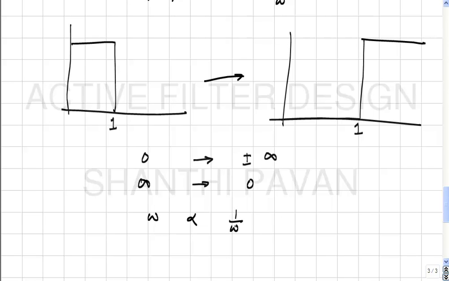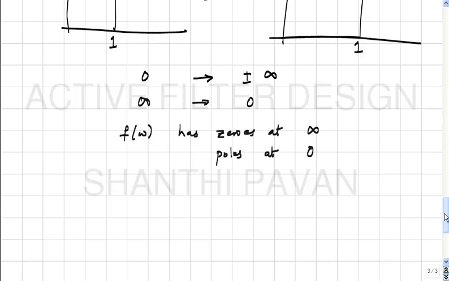You understand? So f of omega must, or rather let me do it systematically. So f of omega must have zeros at infinity and poles at 0. Okay, the simplest function I can think of which does this is 1 by omega. So f of omega must be proportional to 1 by omega.